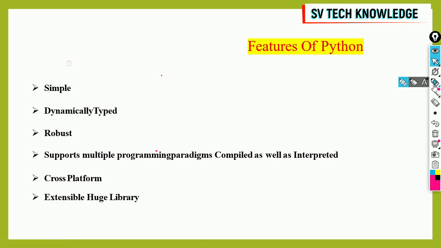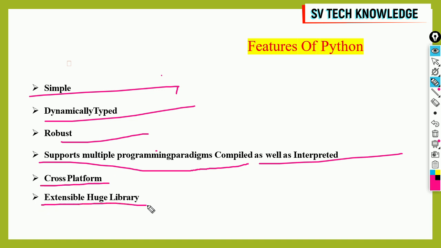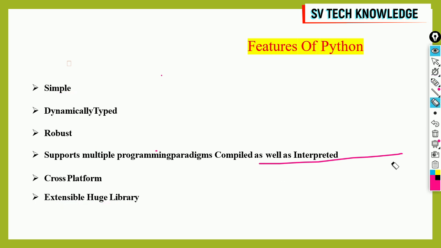Next, coming to the features of Python. Python is simple, dynamically typed, robust, supports multiple programming paradigms. It is compiled as well as interpreted, cross-platform, extensible, and it has a huge library set. So we will discuss everything related to this today.